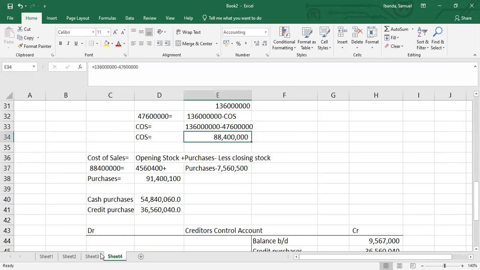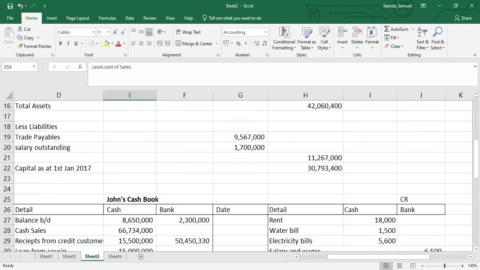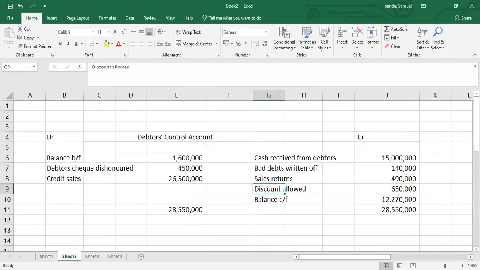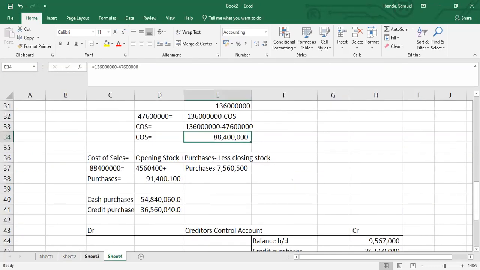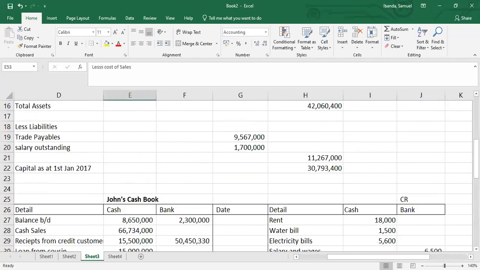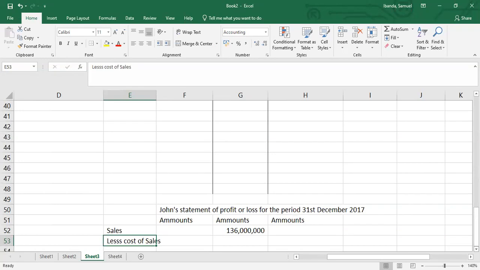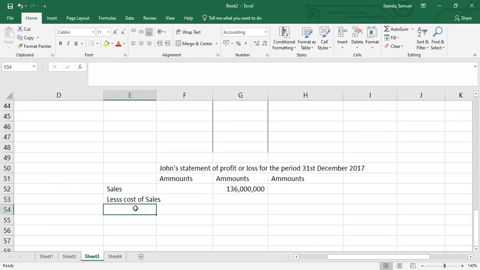It is already here. But because you want to earn the marks from the examiner, the examiners are very funny. Remember this is presentation. They don't only mark you for the figures, but also presentation. So I'll repeat what I did exactly the other side.